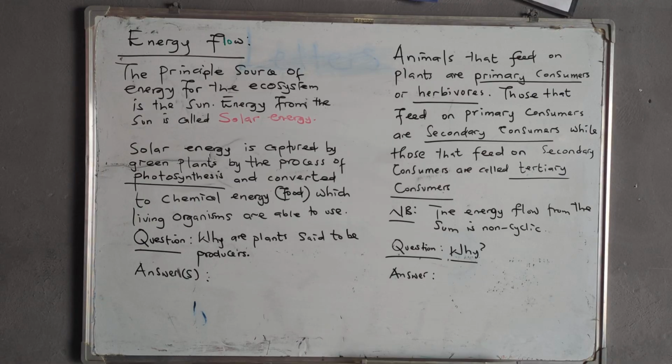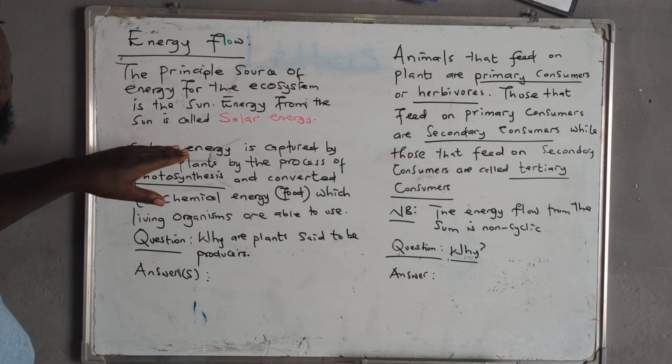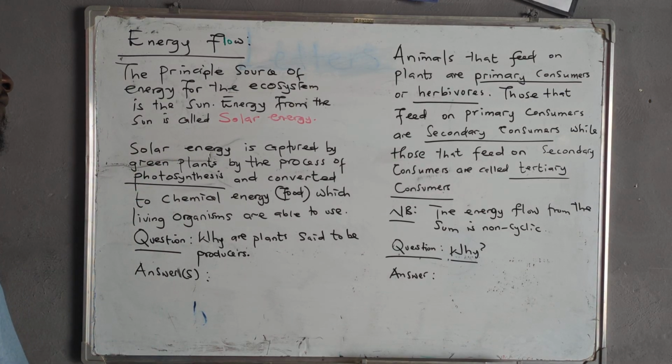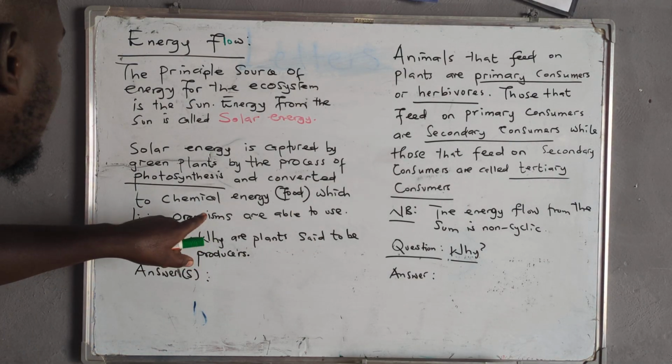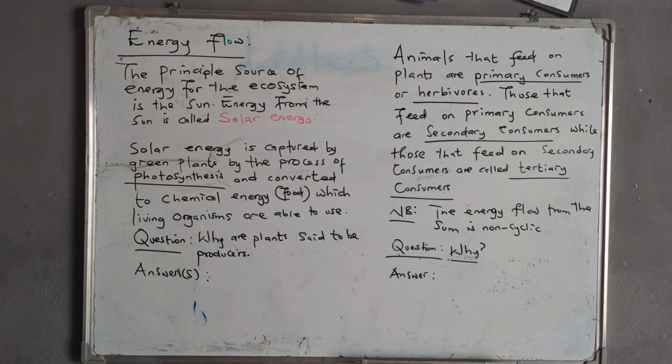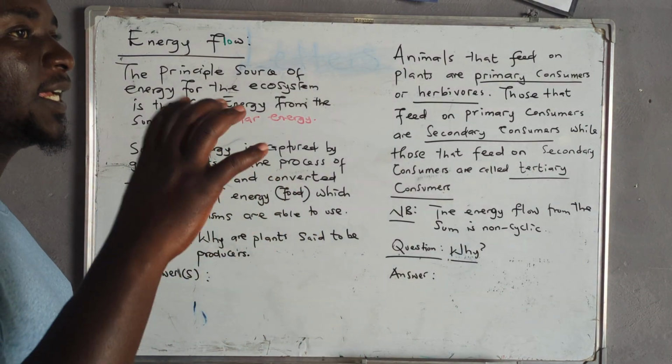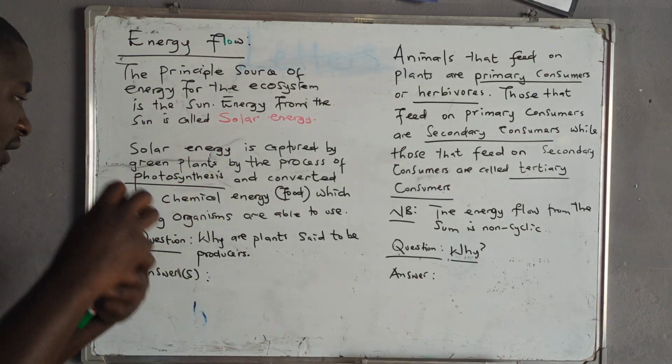So photosynthesis is a process by which green plants, of course, make food from sun in solar energy. So the principal source of energy is the sun, and the energy from the sun is called the solar energy. Now you will discover that the solar energy is captured by green plants by a process called photosynthesis, and it's converted to chemical energy, in terms of food, which living organisms are able to use. So when you get a guava, the energy in a guava is in form of chemical energy.